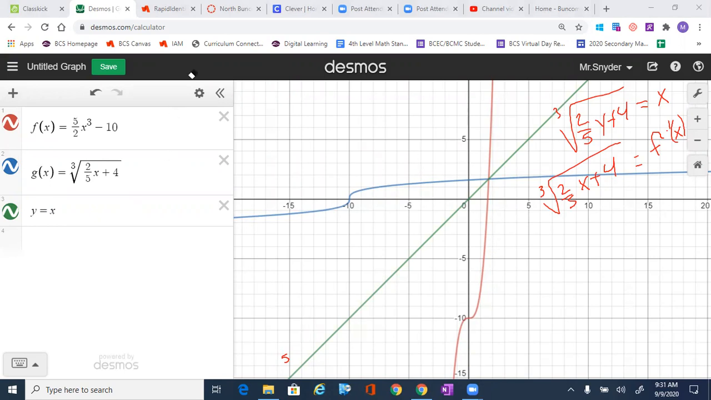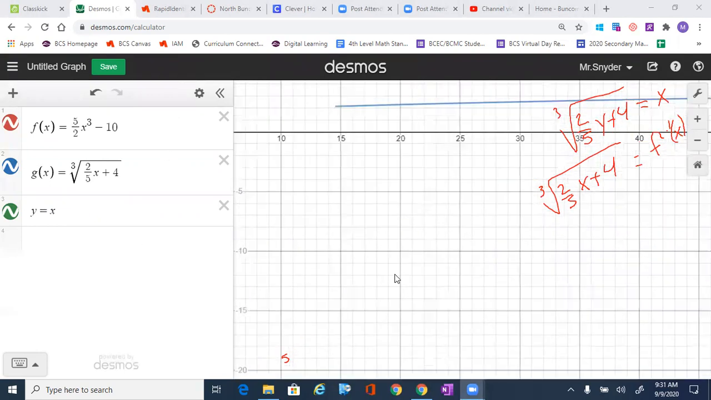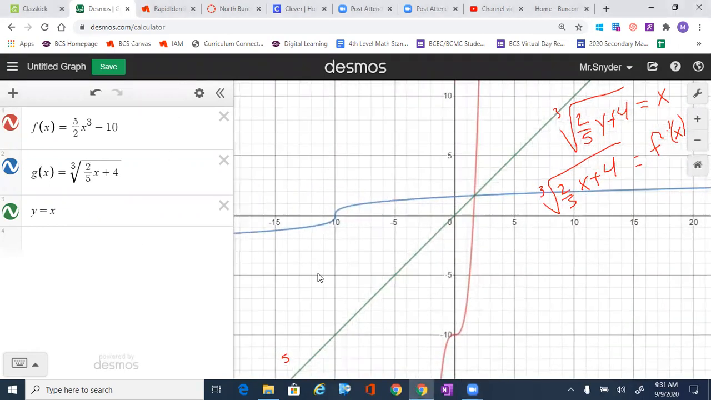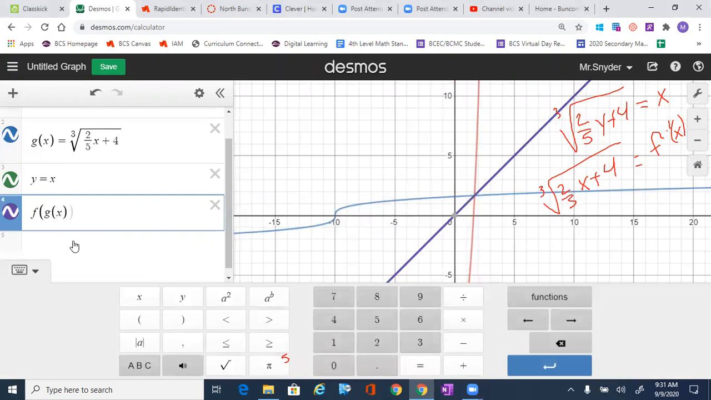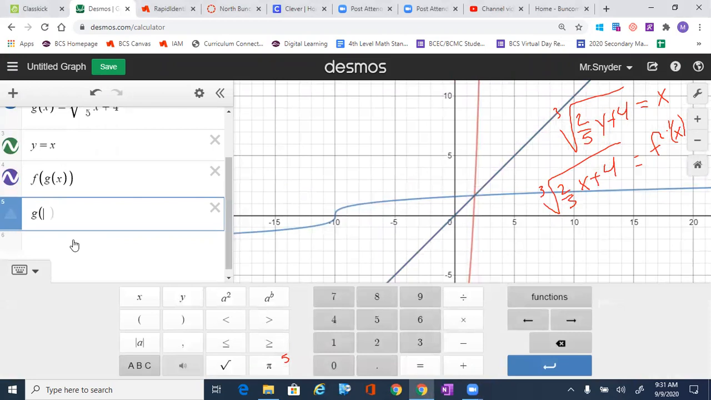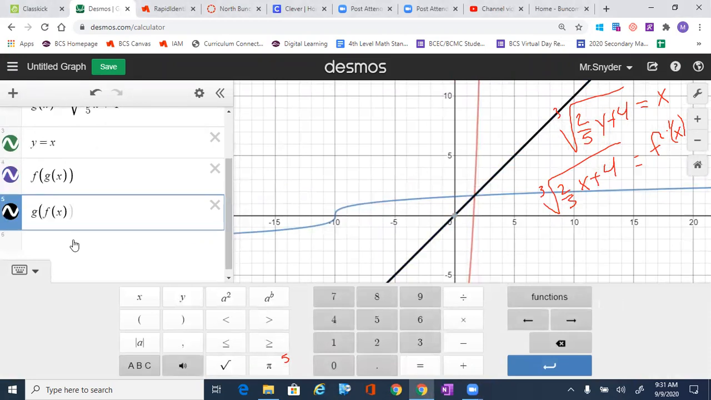But once again, I check with compositions because these screens are not always square and organized nicely. So I just check the composition, f of g of x. Notice that y equals x line lights up. When I flip it, g of f of x, and I check it one more time, and it works perfect.